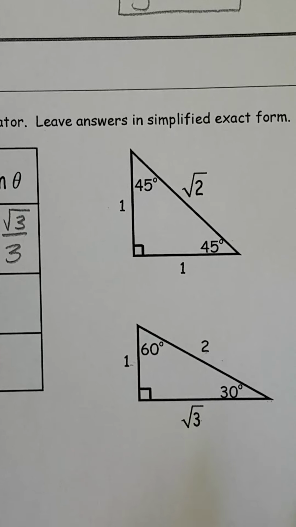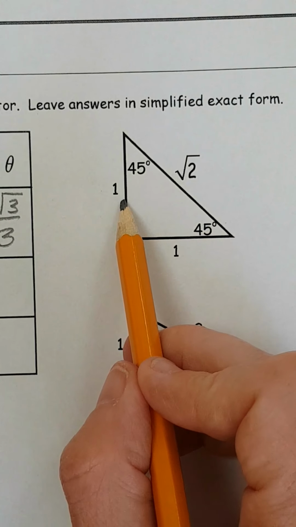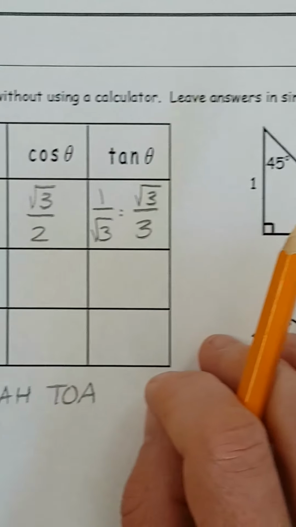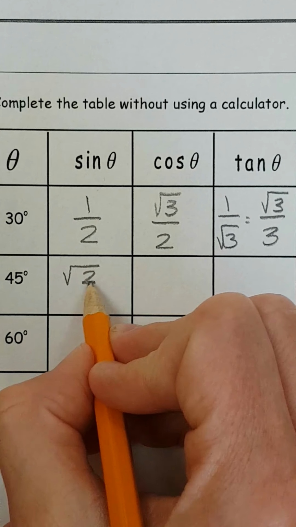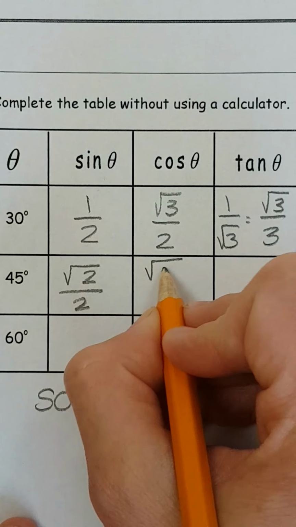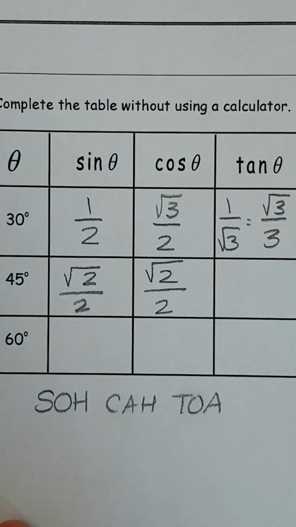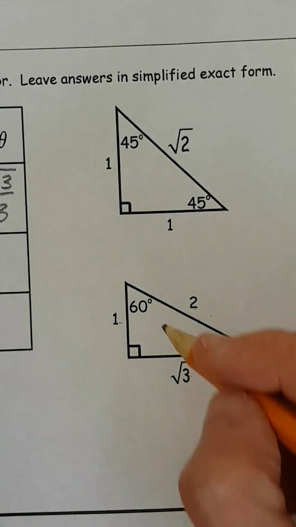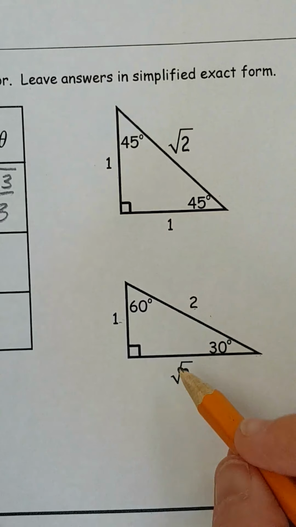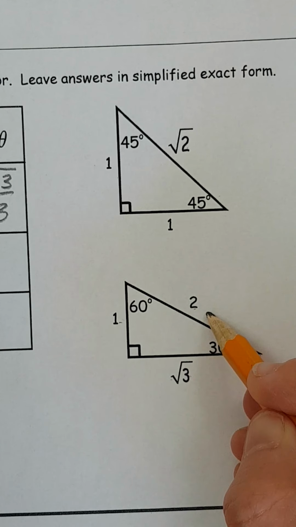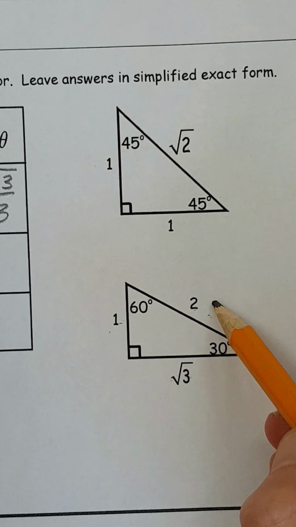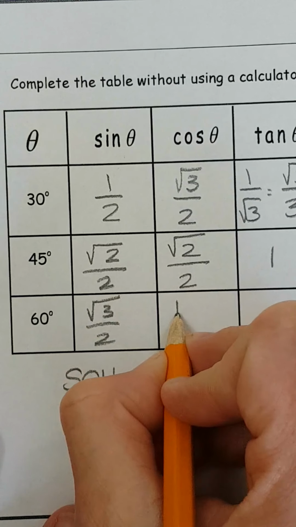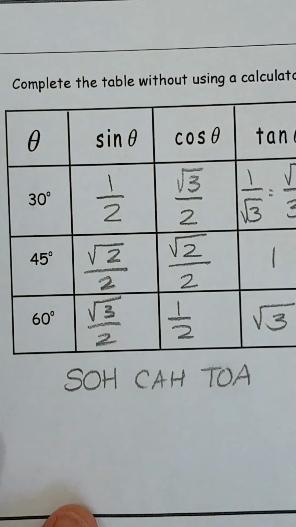45 degrees will go up here. So sine is opposite over hypotenuse. So that's 1 over root 2. And when we rationalize the denominator, we're going to get root 2 over 2. Cosine, because we have 2 identical sides, we're going to have that. Tangent is opposite over adjacent, and then we're going to get a 1. And last but not least, for 60, we're going to go opposite over hypotenuse, then adjacent over hypotenuse, and then opposite over adjacent. So root 3 over 2, 1/2, and root 3, and we're all finished.